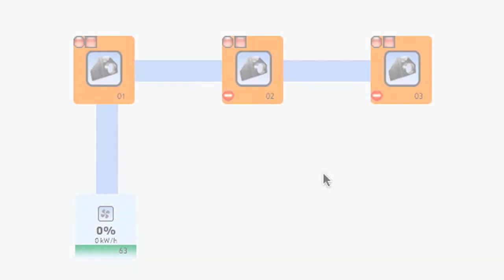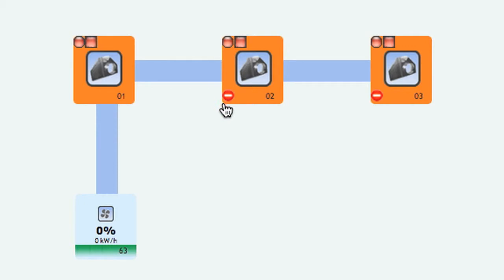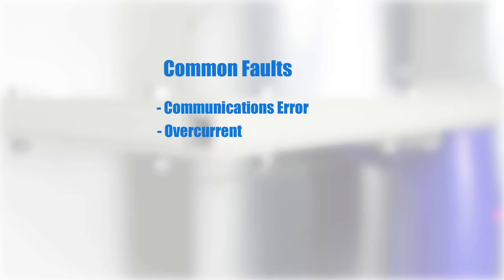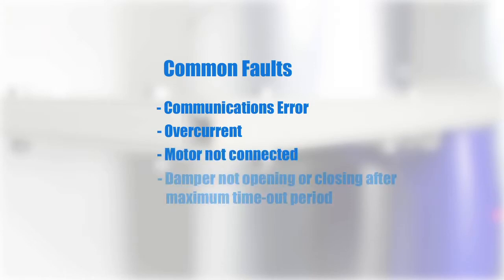Damper specific errors. If a damper has a fault symbol showing, click on the damper icon and a message will state the fault. Common faults include communications error, overcurrent, motor not connected, and damper not opening or closing after the maximum timeout period.